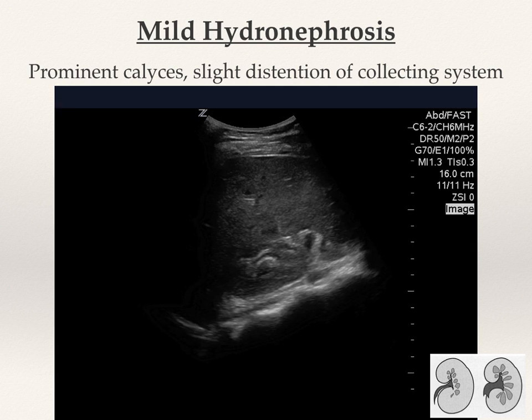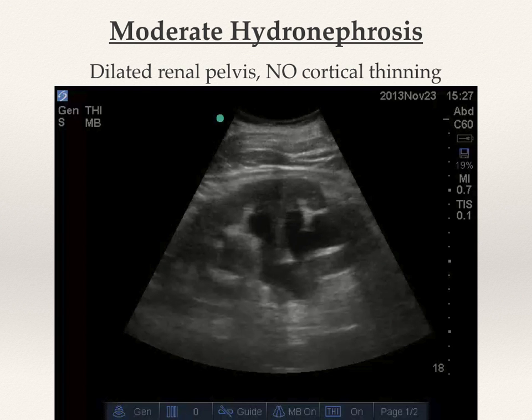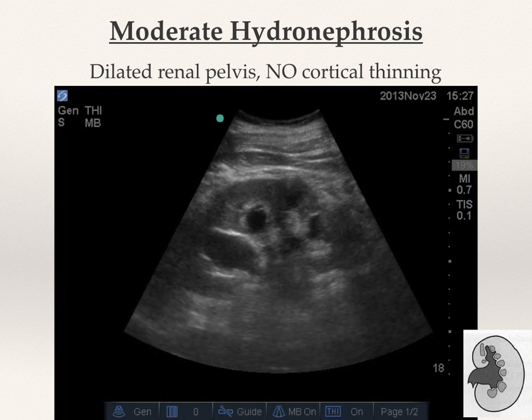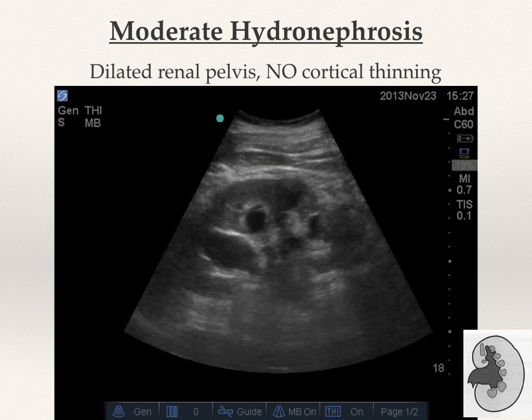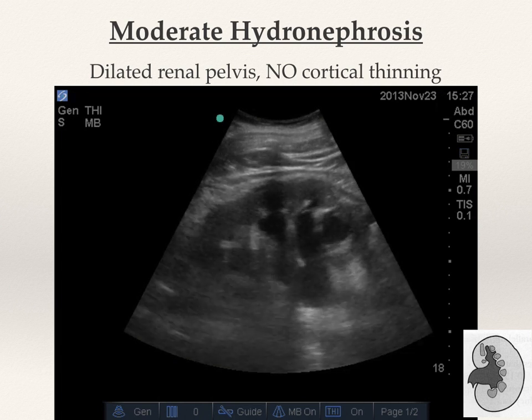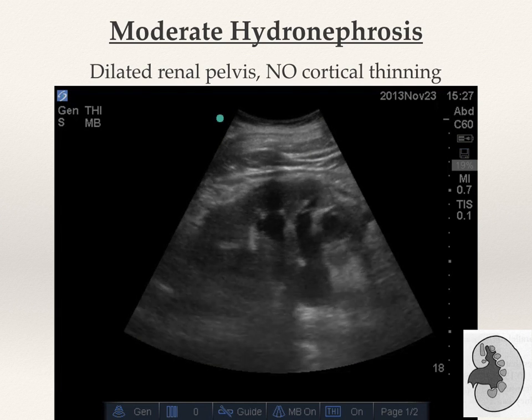If, on the other hand, I look at moderate hydro, I've got a dilated renal pelvis, but no cortical thinning, so the working part of the kidney is still looking normal. That's going to be moderate hydronephrosis. And I tend to think to myself, when I first look at it, I'm like, yep, there's hydro there. I'm already in the moderate category.